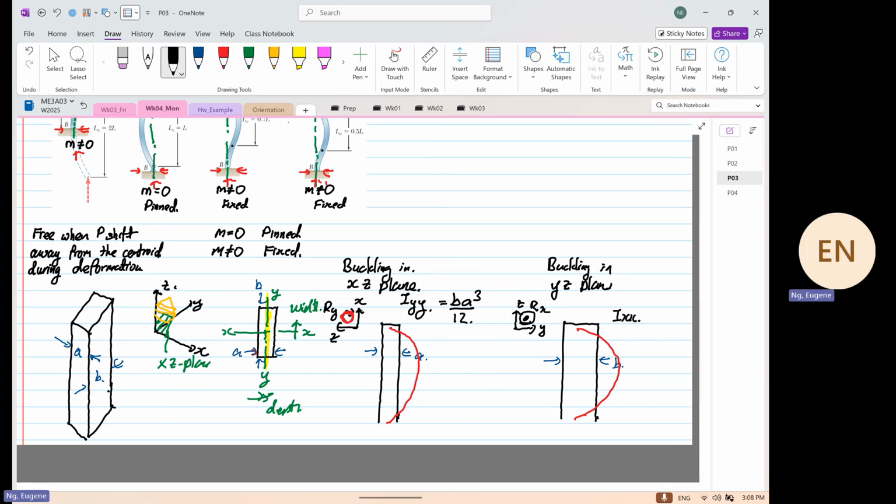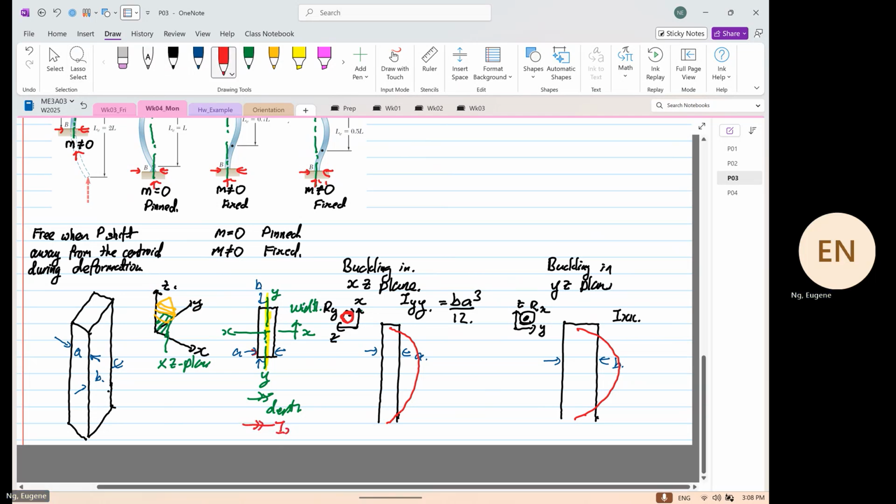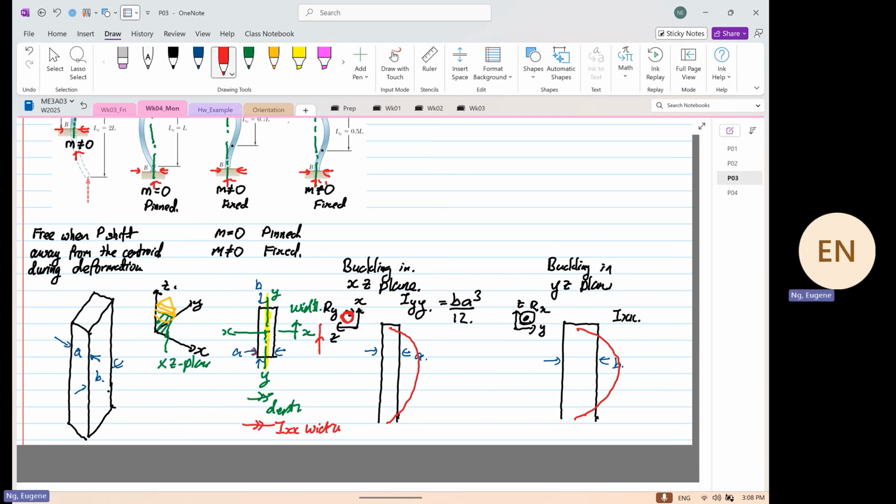And then when you know it's IXX, the XX axis over here, this will be your width. And then over here for IXX, this will be your what? Your depth. So you immediately write down the IXX, your width is equal to A, B cubed over 12.